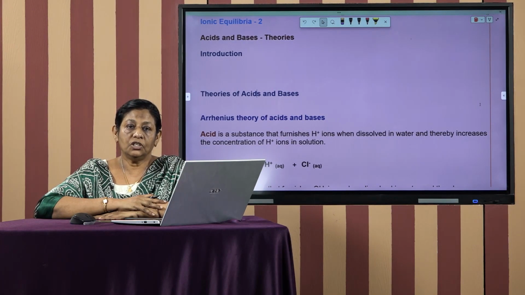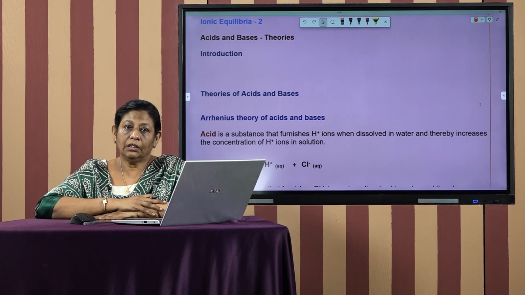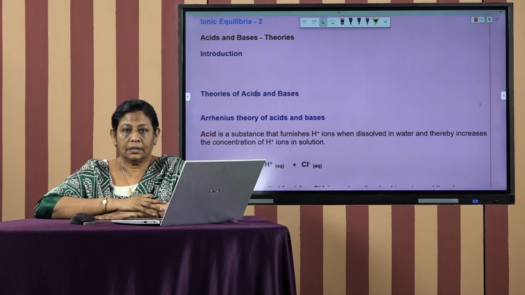Welcome to the second session on ionic equilibrium. In this session, we will be dealing with acids and bases and theories defining acids and bases.